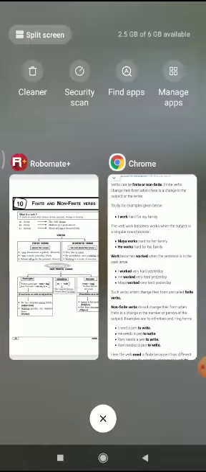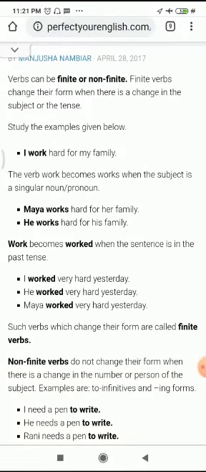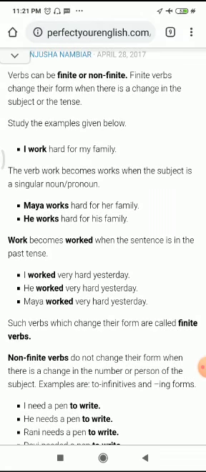Just wait, children. I am taking help of the internet; you can also take it. Verbs can be finite or non-finite. I know that you have questions, sir. Again, finite and non-finite, what are the differences between them? Finite verbs change their form when there is a change in the subject or the tense.